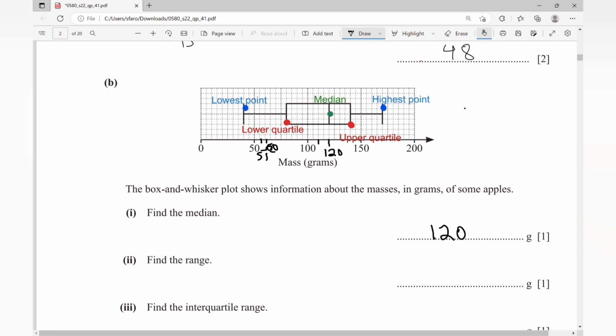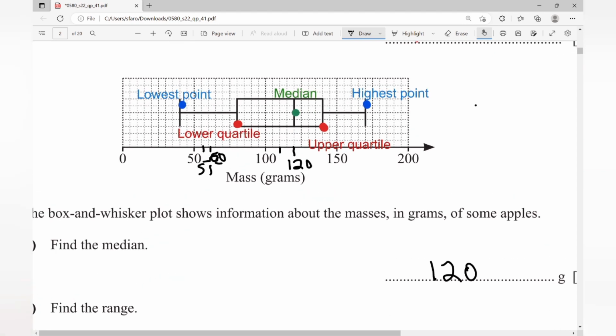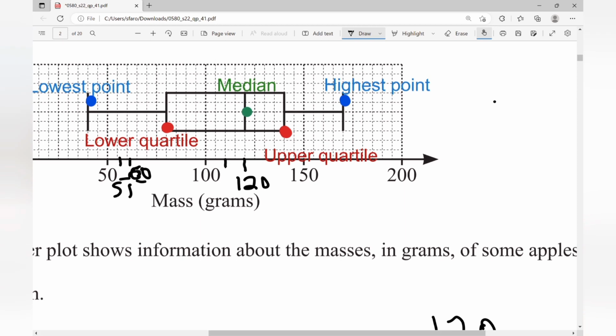The range is the highest point minus the lowest point. So the highest point will be, as you can see over here, this line. This will be 160 and this will be 170.